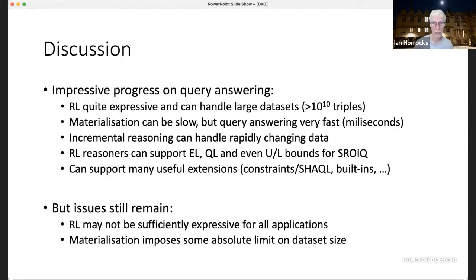Of course, there are always issues remaining. As researchers, I suppose we should be happy about that because it gives us some motivation and ideas to go off and work on new things. So RL may not be expressive enough for all applications, and materialization perhaps imposes some limit on the dataset size, even if we can handle pretty large data sets.